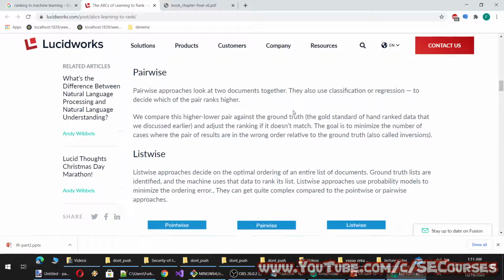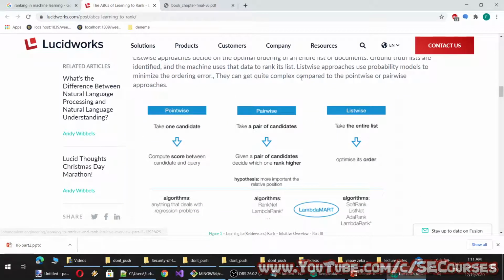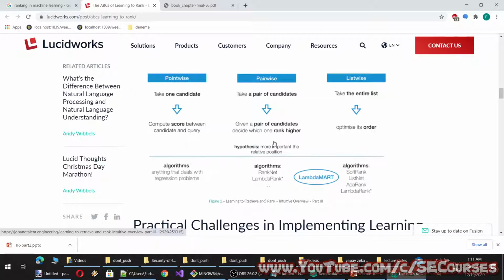There is pairwise, listwise, pointwise. Pointwise: take one candidate, compute the score between candidate and query. Pointwise is the simplest and maybe the fastest one. Then there is pairwise. Given a pair of candidates, decide which one will rank higher. However, in pairwise you have to do more computation. And there is listwise: take the entire list, optimize its order.